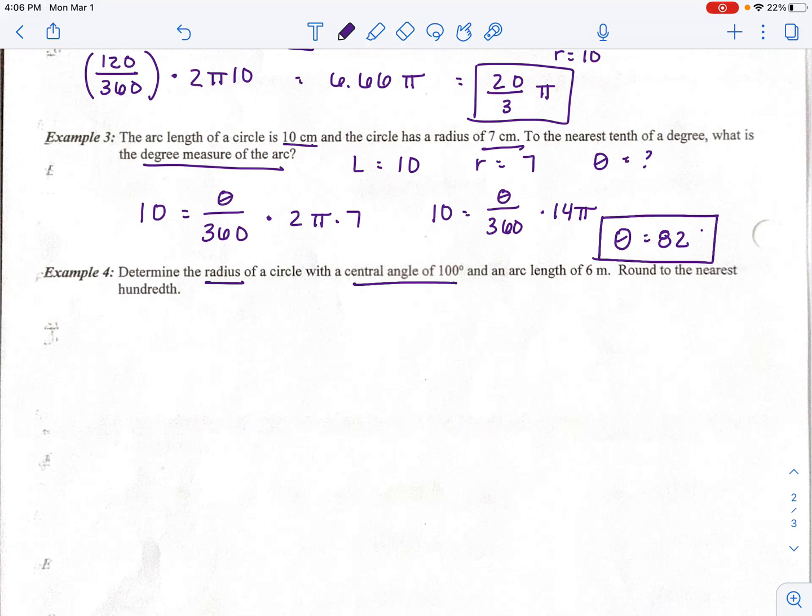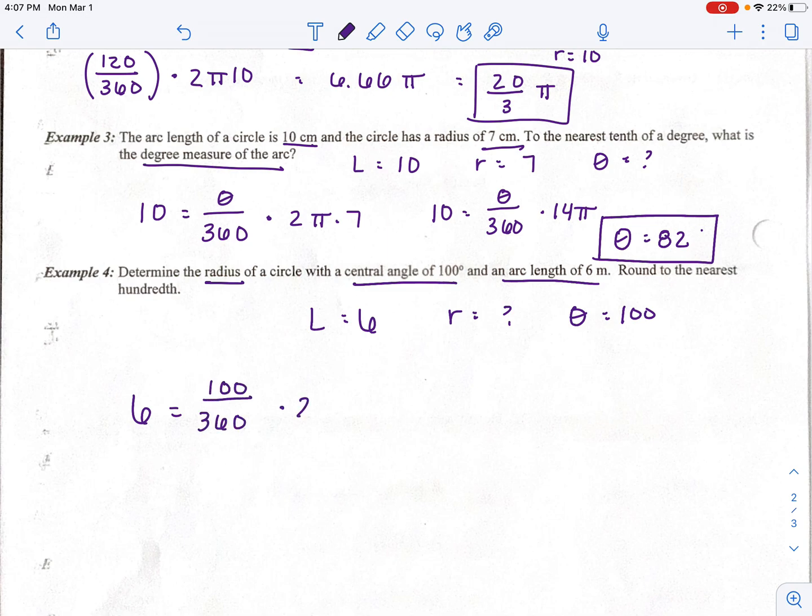All right, this one says determine the radius if the central angle is 100 and the arc length is 6. So we know the arc length is 6. We have no idea what the radius is, but we know theta is 100. So let's plug into our formula. 6 equals 100 over 360 times 2 pi r. So I can do 100 divided by 360 and get that decimal.